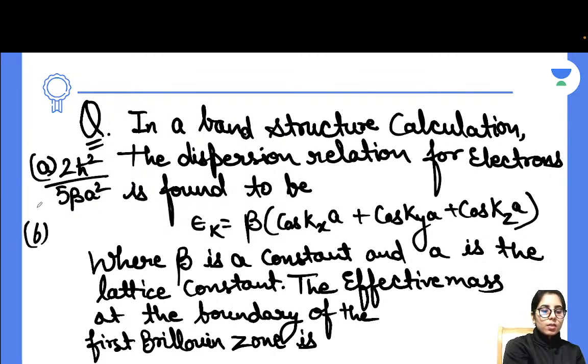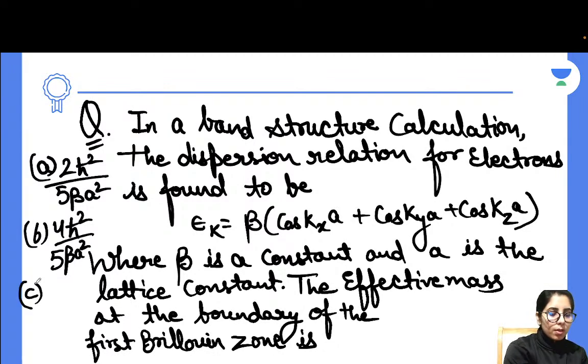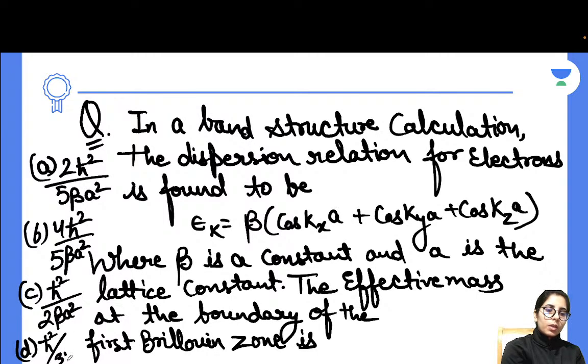Option B is 4h square upon 5 beta a square. Option C is h square upon 2 beta a square. And option D is h square upon 3 beta a square.